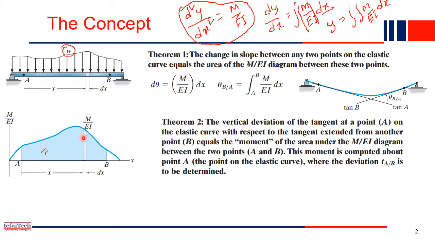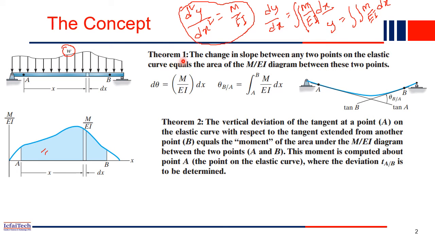Now if you consider this small section here, its width is dx and height is M by EI, then what is the area inside? Area will be simply width into height. So height is M by EI and width is dx, right? So M by EI into dx is nothing but the area here, which is nothing but dy/dx, theta. So theta is simply the area under the M by EI diagram. So the area under the M by EI diagram will basically give you theta.